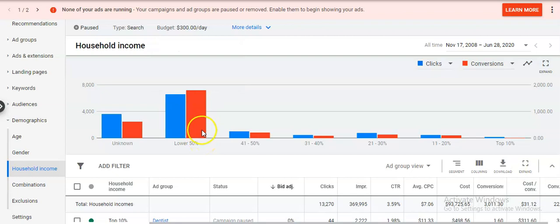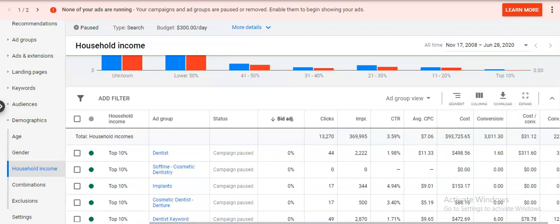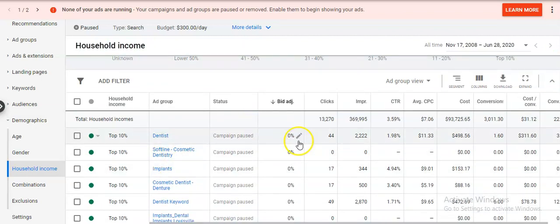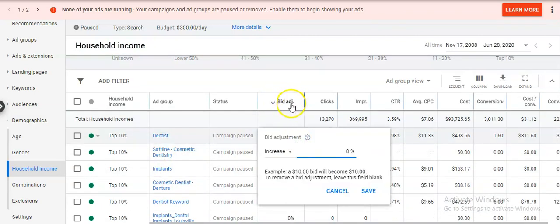But you can actually adjust it. You can, let's say, maybe bid a little bit lower. Let's say reduce the bids on this by 50%. That is called a negative bid adjustment of 50%. Like for instance, over here you see this bid adjustment. This is the dentist ad group. I'm talking about the top 10%, and you want to obviously increase that. You want to pay higher for this, so you might increase this by 50%.